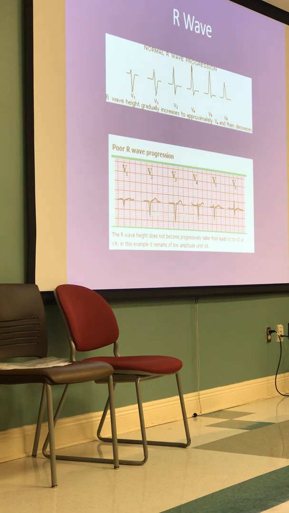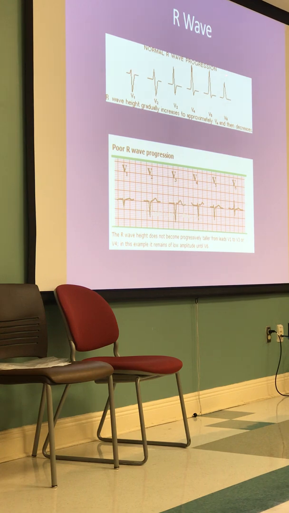R wave. What does the R wave indicate? When we're looking at an EKG, we're looking at R wave progression only. That's the most important thing that you're looking for on an EKG, is R wave progression. And the reason we look at R wave progression is because it can tell us a lot about what's going on with the patient. Your R wave is usually nice and small in V1, and as we get all the way to V6, it gets nice and tall.